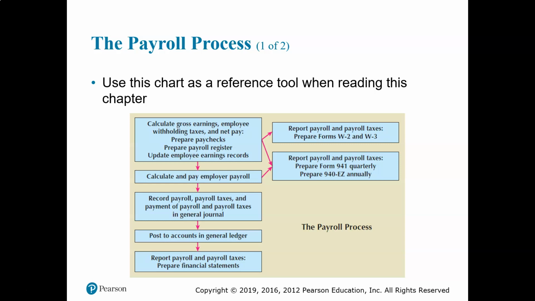So then you calculate and pay employee payroll. Quarterly you have to file these 941 reports, and you also have to do W-2s and W-3s for the year-end taxes. Okay, you record the payroll tax, payment of payroll and payroll taxes in the general journal. You post it to the accounts in the ledger, and then you report the payroll and payroll taxes and prepare the financial statements. So that's, in a nutshell, the accounting cycle for the payroll process, let's say.